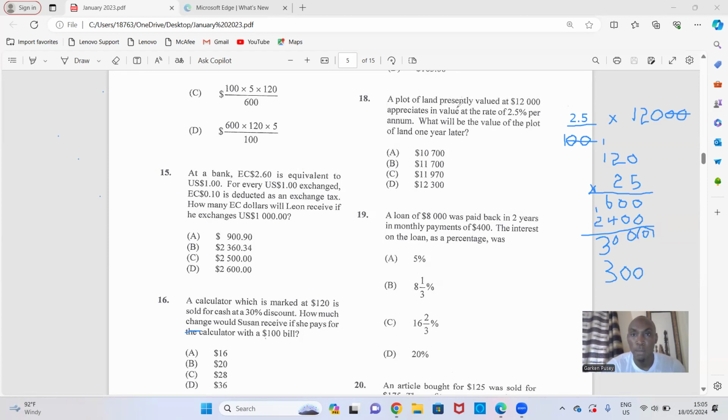So it means the value of the land will go up by $300 after 1 year. So a plot of land presently valued at 12,000 appreciates in value at the rate of 2.5% per annum. So this 2.5% is actually $300 for the first year. What will be the value of the plot of land after 1 year? So the land will no longer be valued at $12,000. It's going to be valued at 12,000 plus the 300, which takes us to $12,300. All right, so that's that.